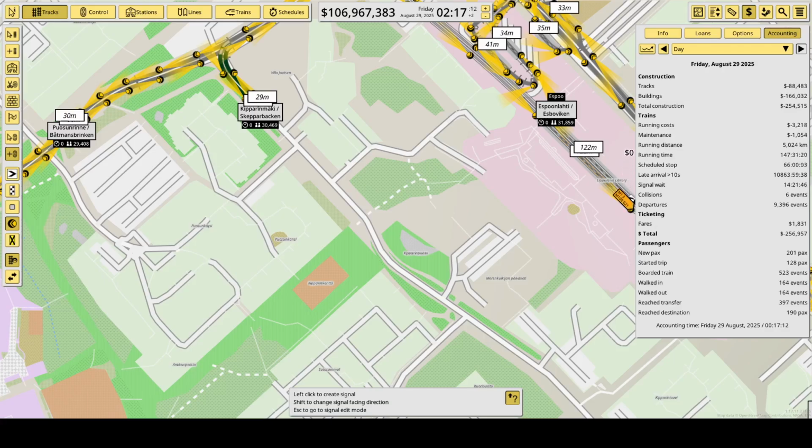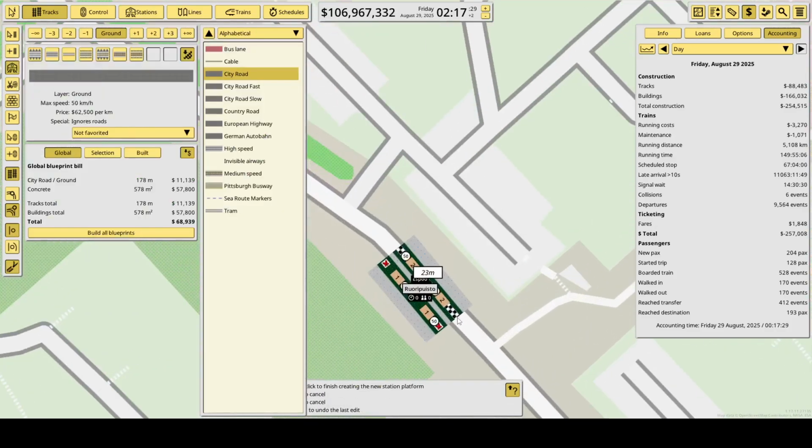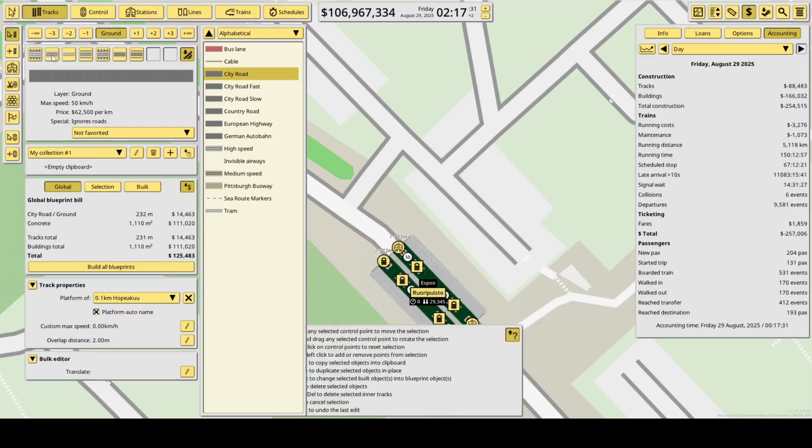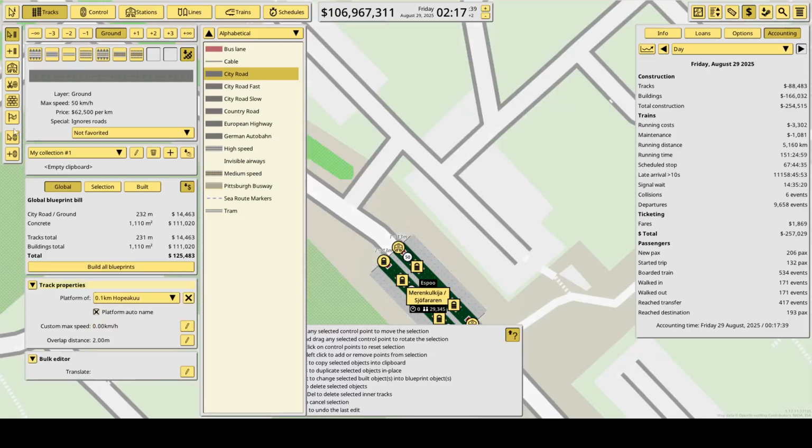After Kipparinmäki, we will then stop at the stop called Merenkulkija, Sjöfaren, which is going to be located right around here. There we go.